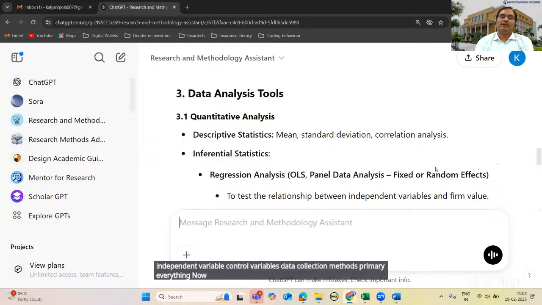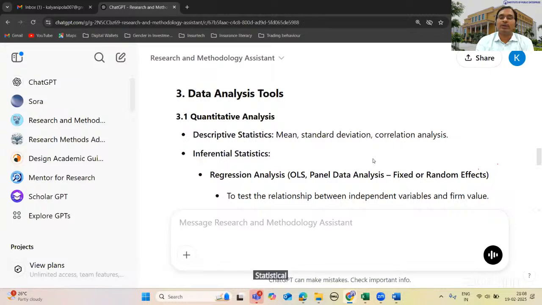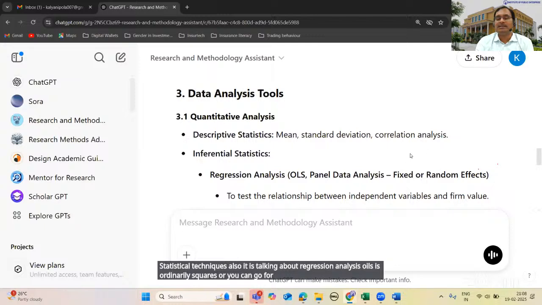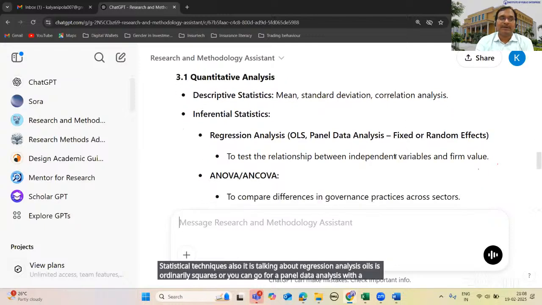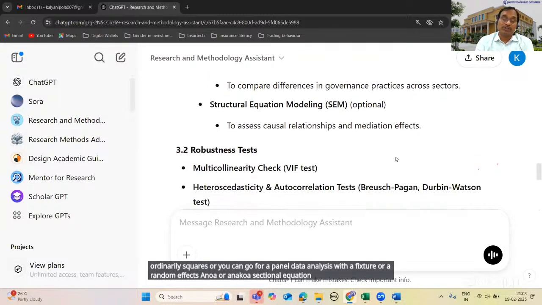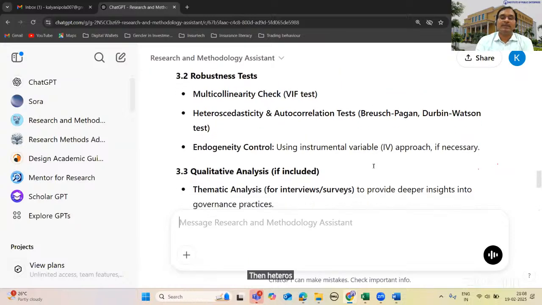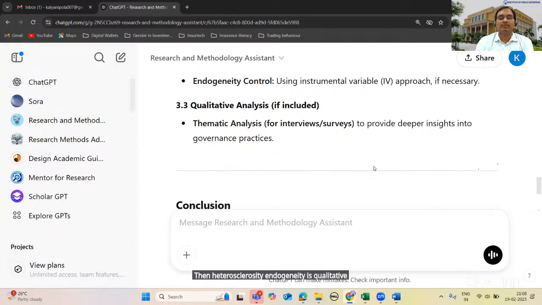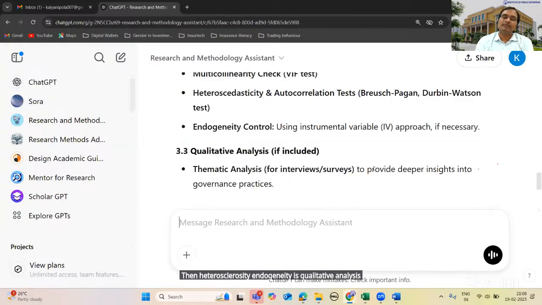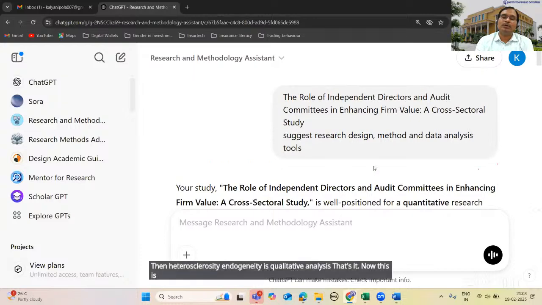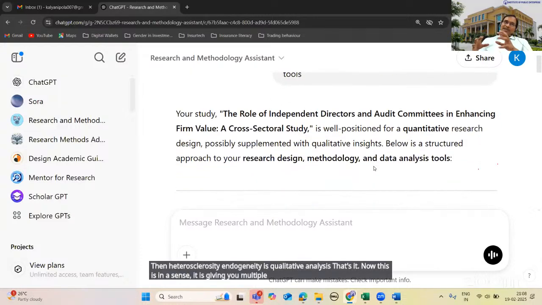Now, what is required for you to do an analysis? It is there. And you have statistical techniques also. It is talking about regression analysis, OLS, ordinary least squares, or you can go for panel data analysis with fixed or random effects, ANOVA, or structural equation models. For robustness tests, multicollinearity checks with the VIFs, then heteroscedasticity, endogeneity tests, qualitative analysis. That's it. In a sense, multiple AI tools will give you suggestions for going for a research design.